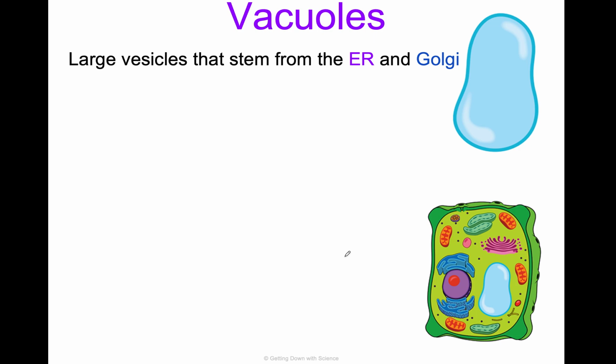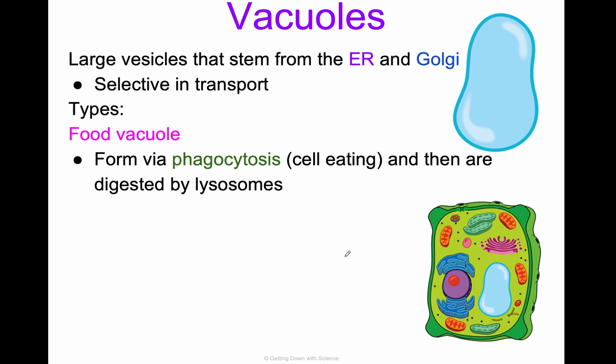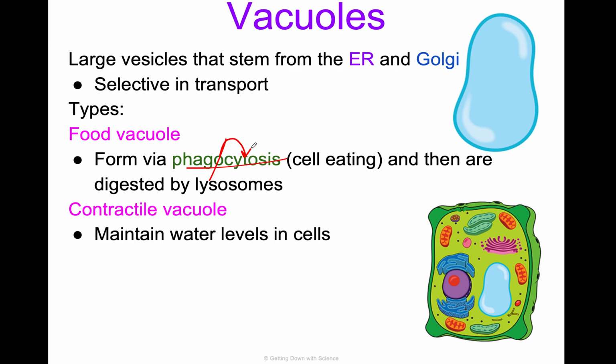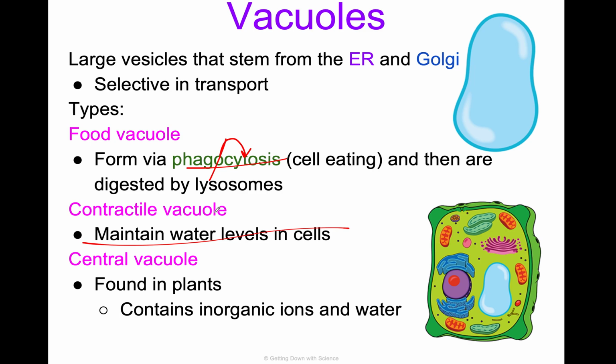They're super large. They're found only in plants. There's a couple different types. So we have a food vacuole. This is formed by cell eating, phagocytosis. Phago meaning to eat, cytosis meaning cell. And then they're digested by lysosomes. They also have another type of vacuole called a contractile vacuole. This maintains water levels in cells. And the central vacuole found in plants contains inorganic ions and water, and it's important for turgor pressure. So I went over that really fast.